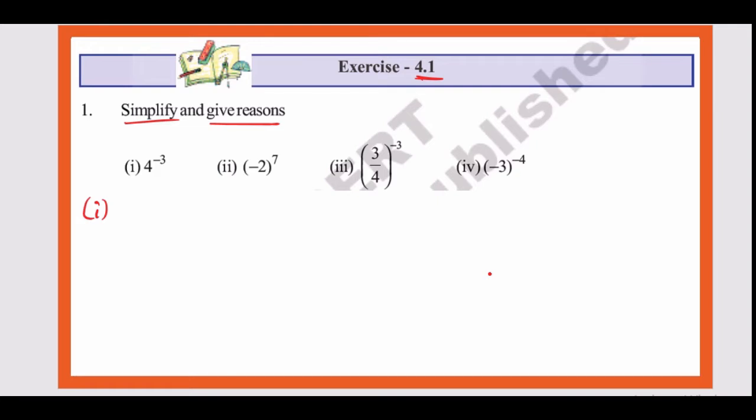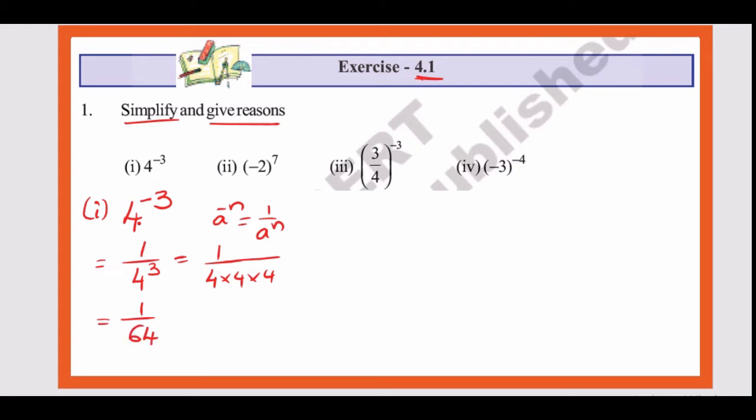If you see the first question, question number 1 is 4 power minus 3. It is in the form of a power minus n, and a power minus n I can write as 1 by a power n. That means 4 power minus 3 I can write as 1 by 4 power 3. What is the value of 4 power 3? 4 power 3 is 4 into 4 into 4. So 1 by 4 into 4 into 4, which gives me 1 by 64, since 4 cube is 64. So the answer is 1 by 64.